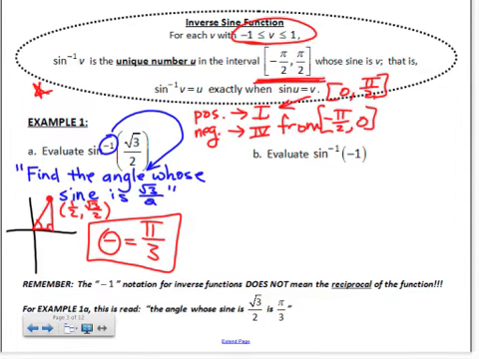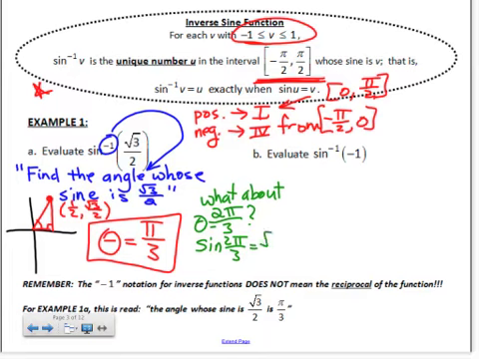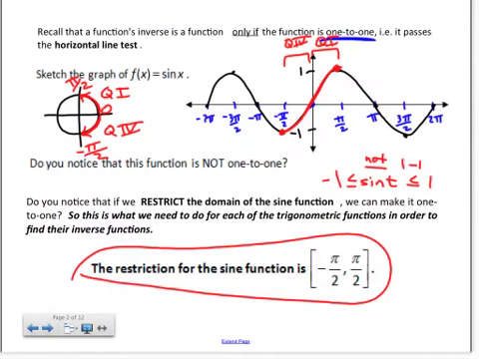Now, here's the question. Would it have been wrong, isn't the sine of 2 pi over 3 also square root of 3 over 2? Yes, but it's not in our interval. If we go back and look at the previous graph, yes, 2 pi over 3 is over here somewhere, okay? Yes, our value is square root of 3 over 2 there, but our positive values must come from quadrant 1, okay?